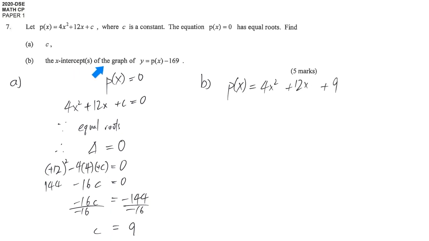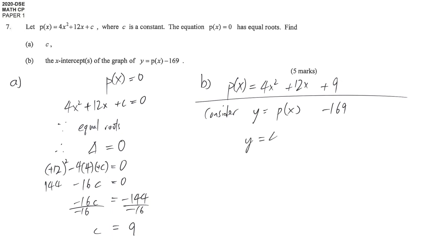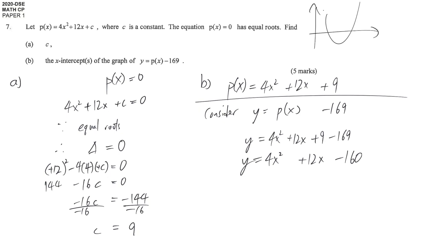After that, they talk about the x-intercept of a graph. So we should consider y equal to p(x) minus 169. Replace p(x) by what we know. So it gives you a quadratic expression again. This graph, I know that it opens upward, so approximately it is like this, and then it crosses the x-axis and y-axis, something like that.